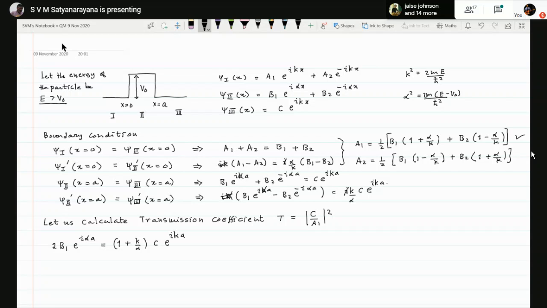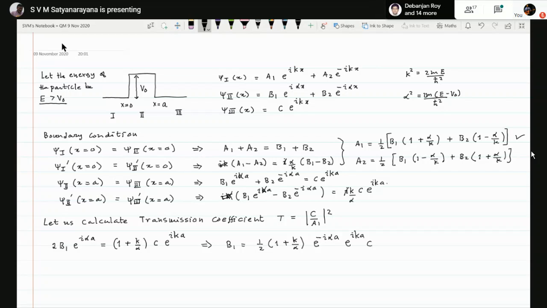Correct? Or in other words, I can write this B1 to be half into 1 plus k by alpha into e to the power minus i alpha a into e to the power i k a into C. Please note that this kind of bookkeeping is very important in doing calculations in quantum mechanics.